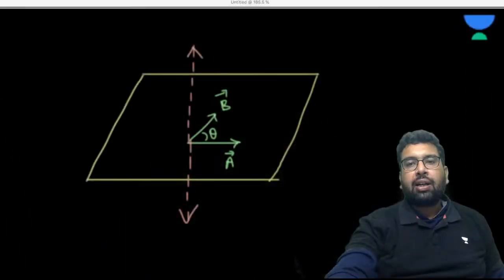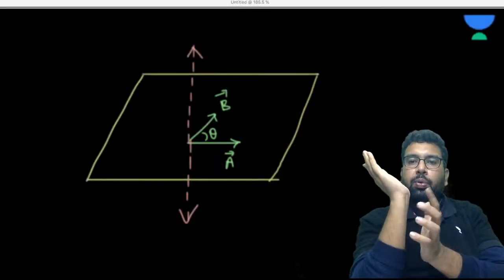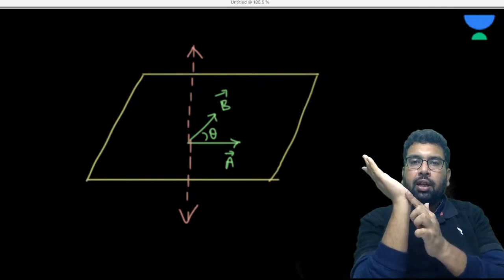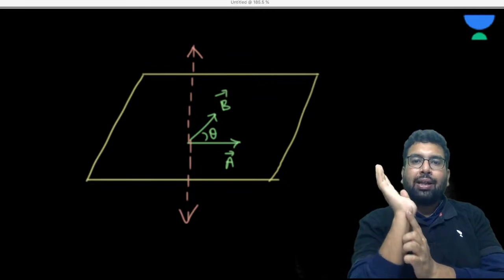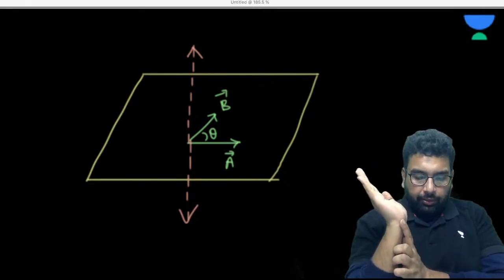Now please see, we have these vectors A and B. So let's suppose these two vectors are joined tail to tail.